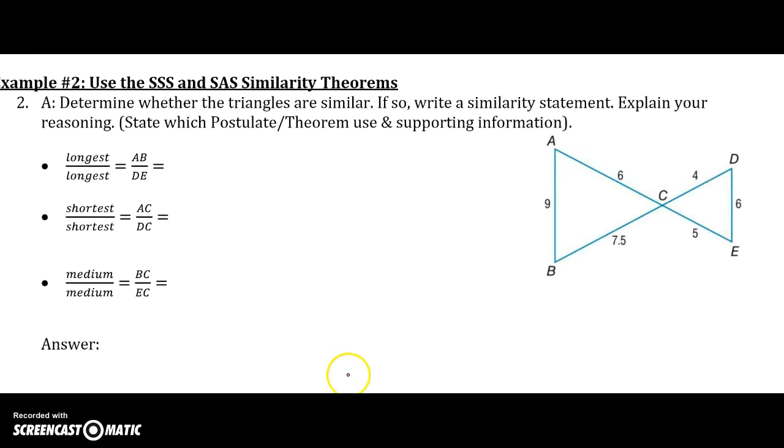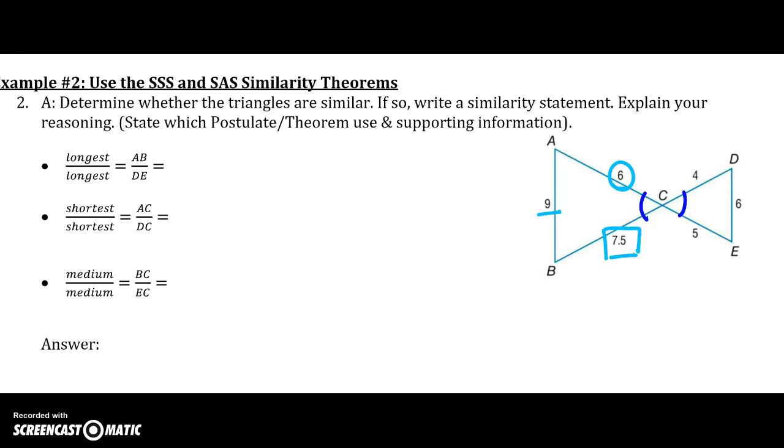All right, number 2, you can solve this a couple different ways. We're going to solve it using SSS because I have all 3 sides given to me. But if you notice, I have a vertical angle, so I could also maybe use SAS. So this can be solved a couple different ways.